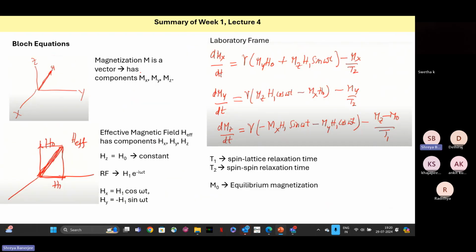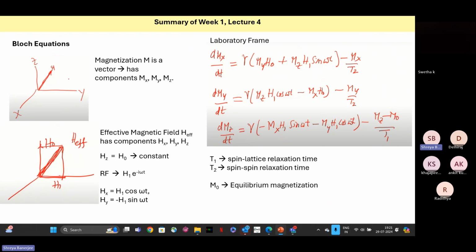Now there are certain equations that Sir discusses called the Bloch equation, but as Sir said, we don't have the derivations. You don't have to worry about the derivations of these equations. And mostly the questions in NPTEL exams are of MCQ type. So if you can just remember the form of these equations, that is enough.